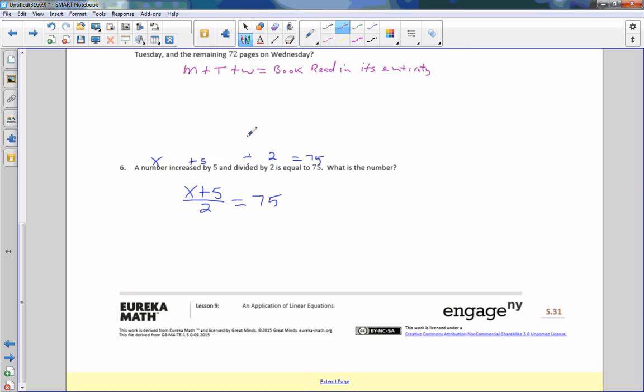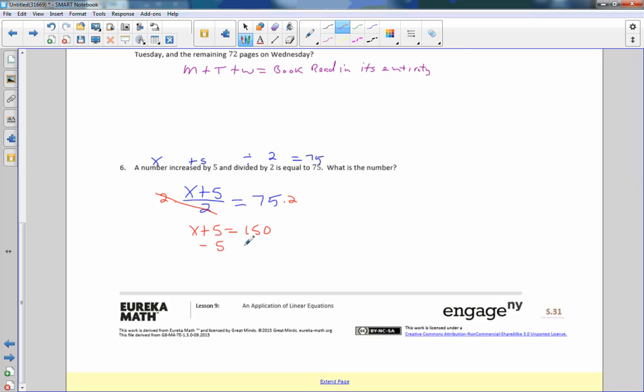So to solve this, the first thing I want to do is get rid of this denominator. We want to get rid of fractions. Whenever we have a variable mixed into a fraction, we want to get rid of that fraction. So I'm going to multiply both sides by 2, and the 2's cancel, and I'm going to have x plus 5 equals 75 times 2, which is 150.